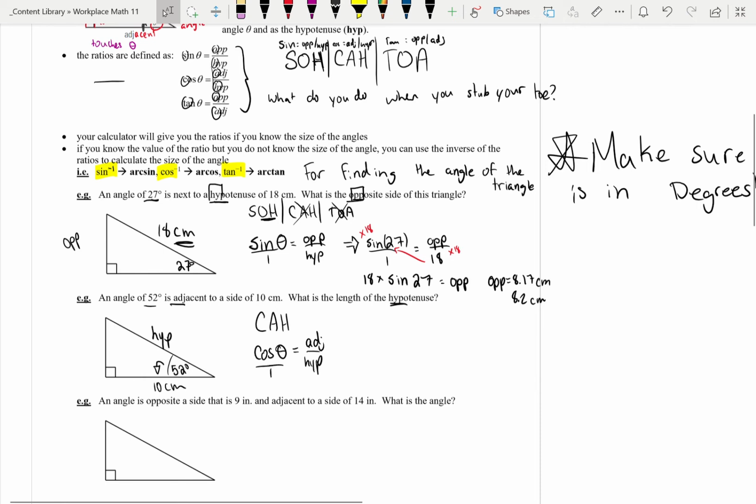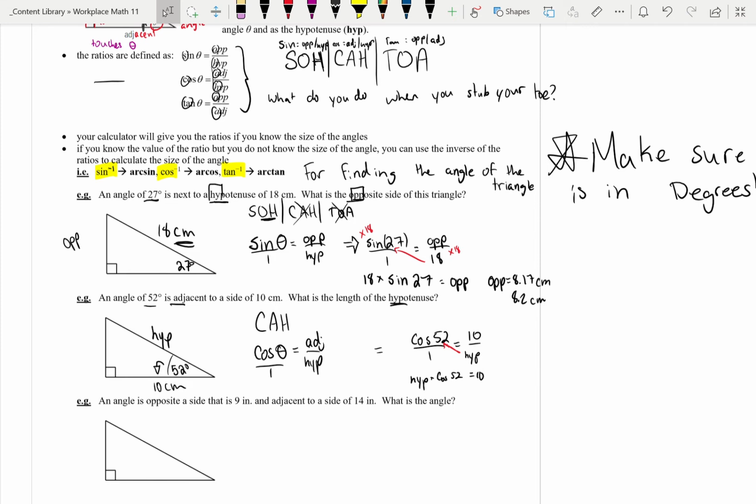So I can again put this over 1. So I have cos of 52 over 1 is equal to adjacent is 10 and the hypotenuse I don't know. Now right here I need to figure out what the hypotenuse is equal to, but it's in the bottom, and not only that, it's part of a fraction. So I'm going to cross multiply here, but if I just cross multiply the hypotenuse up, I'm going to have hypotenuse times the cosine of 52 is equal to 10.